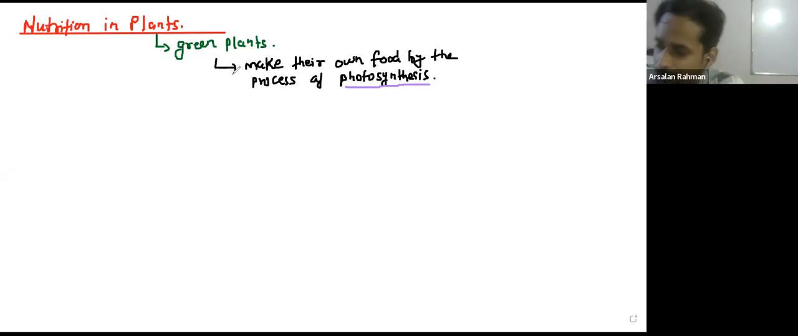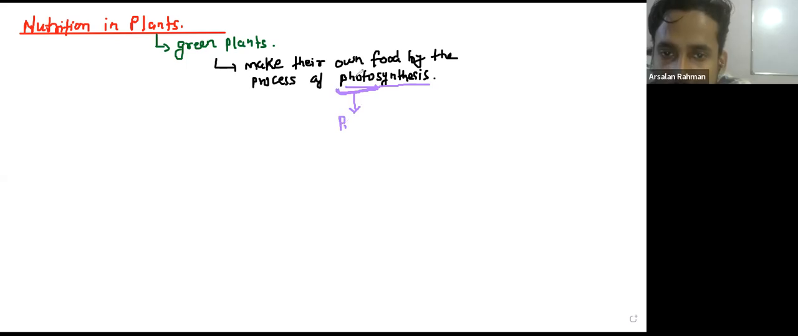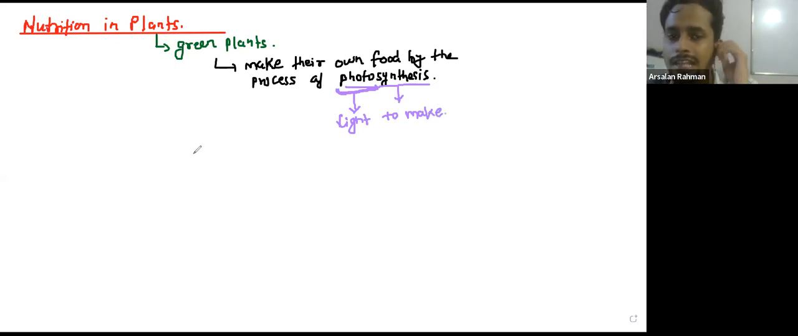Very good. You have already studied in previous classes the process by which green plant make their own food. But let's break down this term photosynthesis. Here, photo means light. Do you know light is made up of photon? So photo means light. And synthesis means to make. So plant make their own food with the help of light. That's why we call this process as photosynthesis.